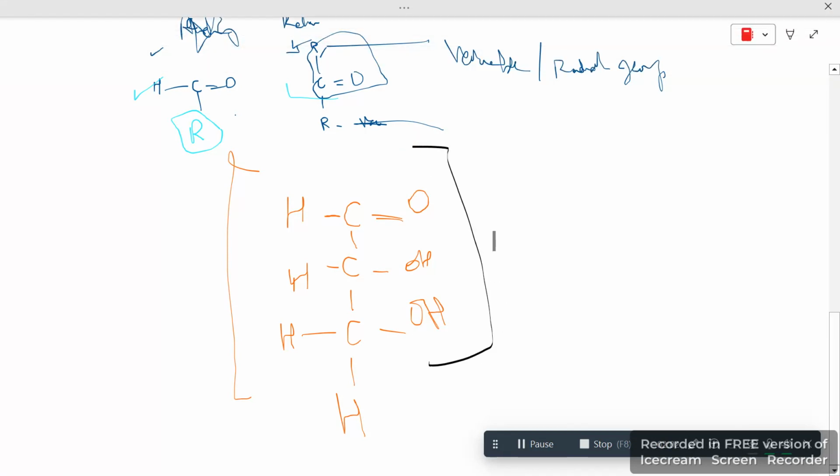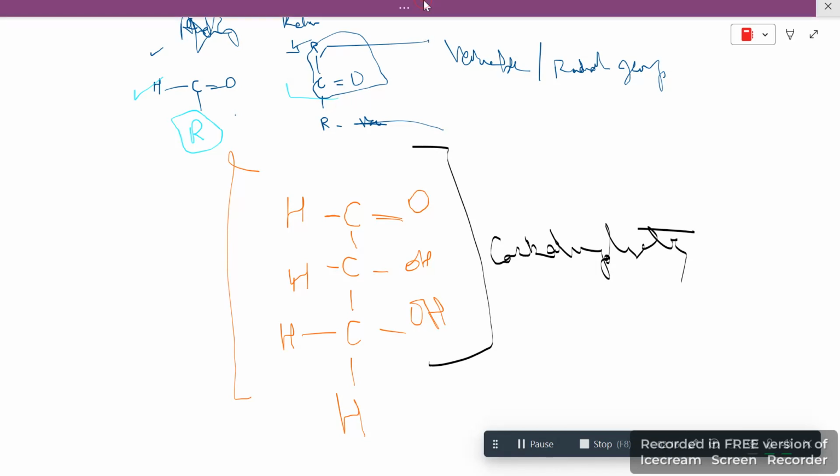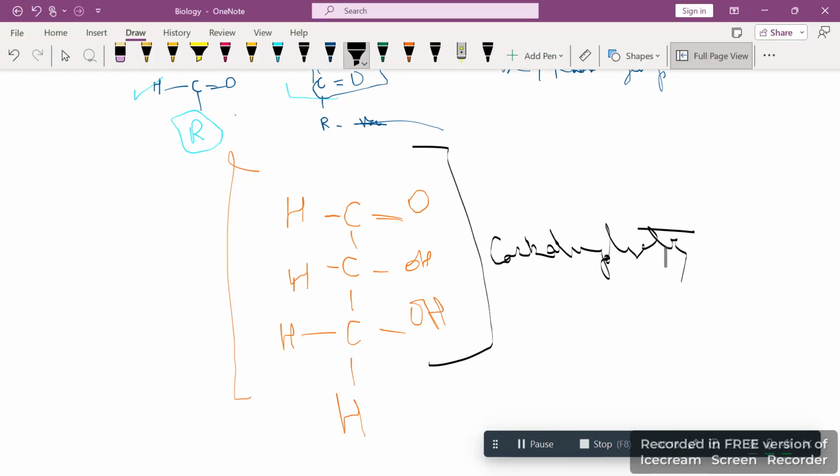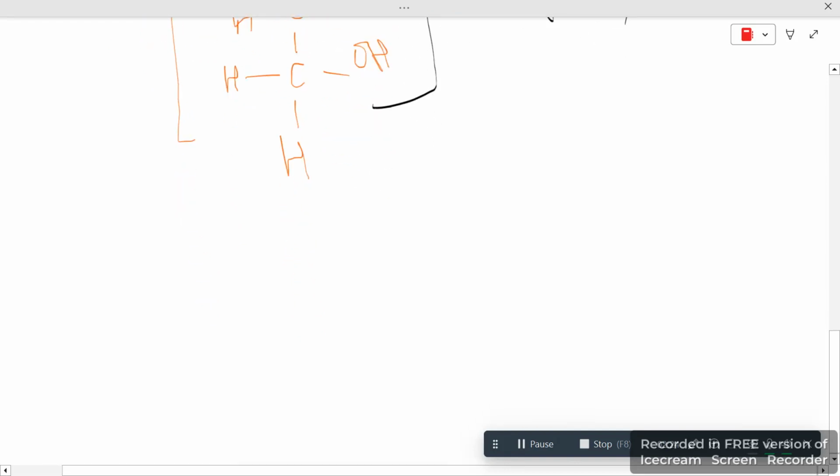So this was completely the structure of what? This was completely the structure of carbohydrates. Okay, now I'm sure this should be very much clear. Now if we talk about the carbohydrate monomers which were discussed, which are done, now let's get started with the classification which we had.